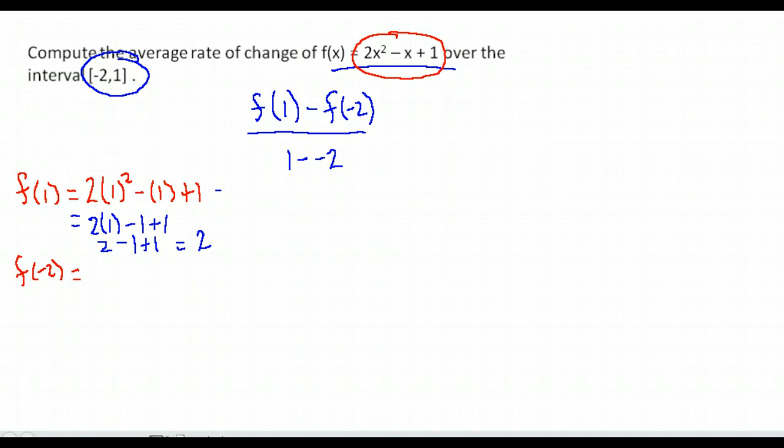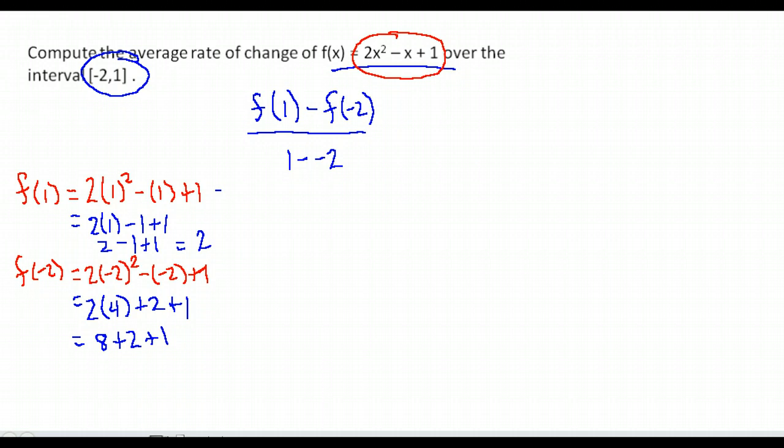Now let's compute f of negative 2. You want to be very careful with your parentheses here. That gives us 2 times negative 2 squared minus negative 2 plus 1. If we calculate that, we get 2 times negative 2 squared is a positive 4. Negative times negative 2 gives us a plus 2, and plus 1. 2 times 4 is 8. So we end up with 8 plus 2 plus 1, which gives us 11.